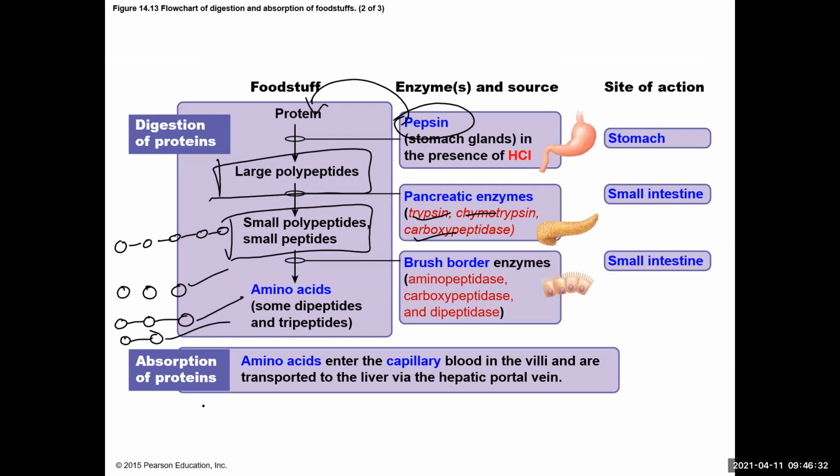So then again we need the help of the brush border enzymes: aminopeptidases, carboxypeptidases, and dipeptidases, which convert them into amino acids, dipeptides and tripeptides. These are absorbed through the intestinal wall. From the intestines, they are sent again to the liver through the hepatic portal vein.